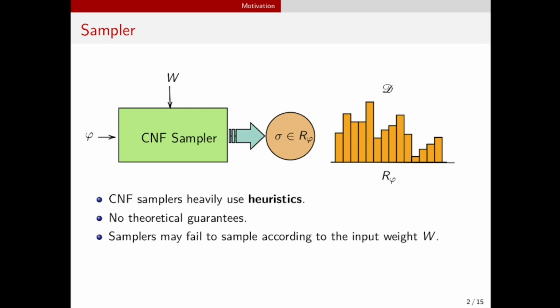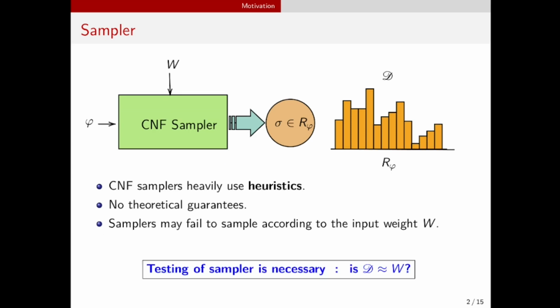But the problem is the CNF samplers use SAT solvers inside them, and this SAT solver heavily uses heuristics, and that's why there are no theoretical guarantees whether this distribution D generated by the CNF sampler will actually follow the input weight function W. So that's why the testers come into the picture, to test whether the output distribution D actually follows the input distribution W.